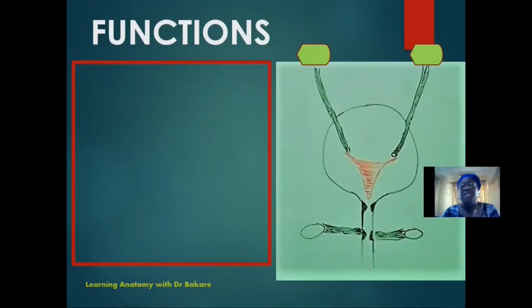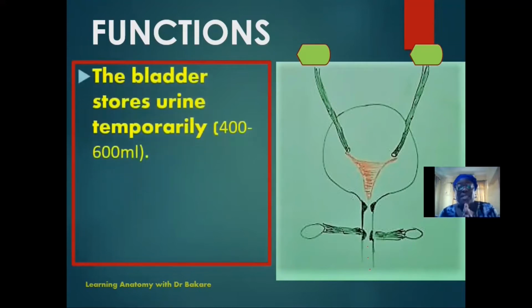Then the functions of the urinary bladder. The first one is that it helps to store urine temporarily before the urge to urinate begins. So it serves as a storage tank for urine that is produced in the kidney. And the urinary bladder tends to store about 400 to 600 ml of urine.